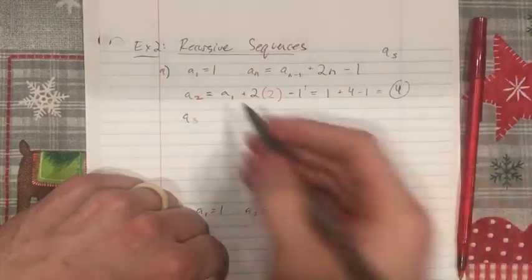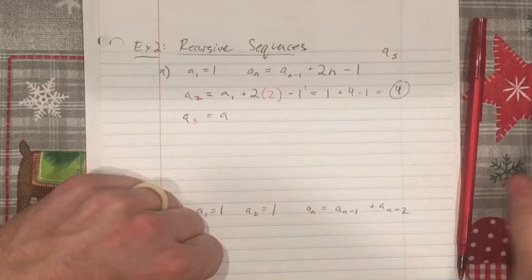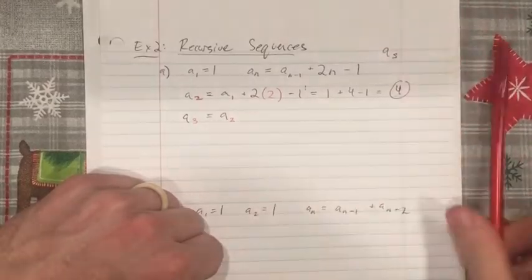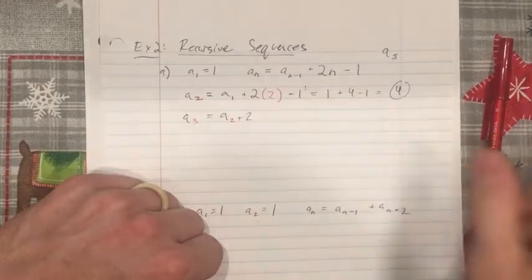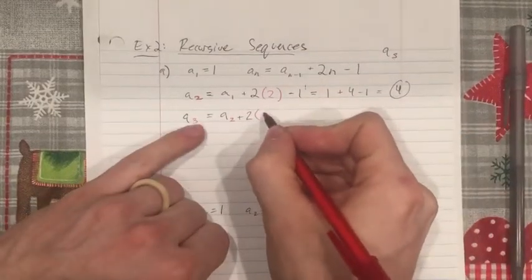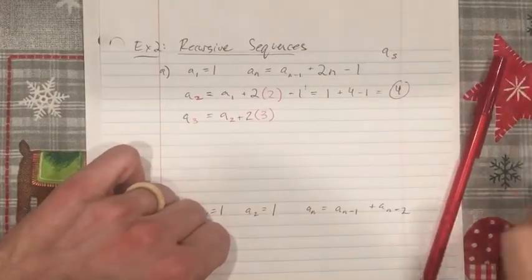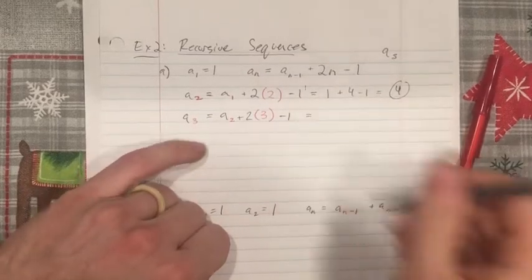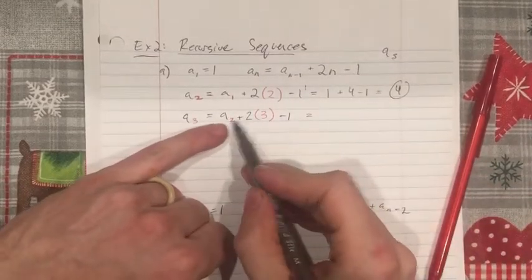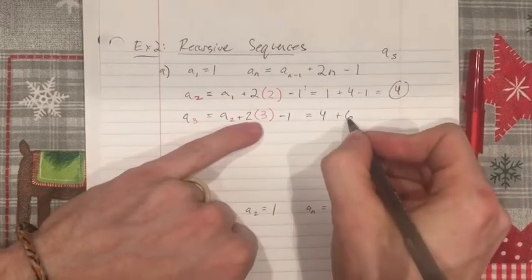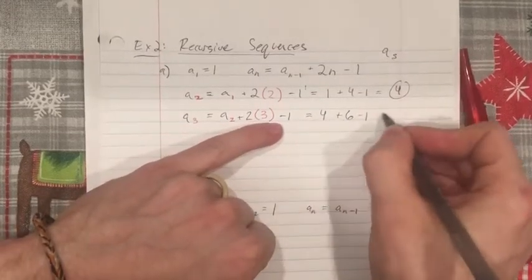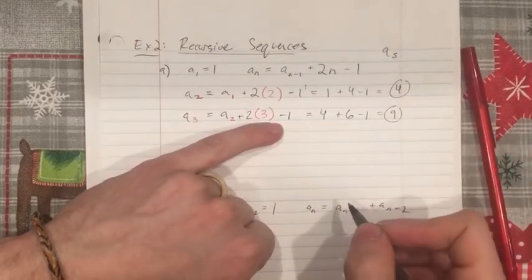So a3 is going to be a sub 2 now. We take the previous term, which we figured out a second ago, plus 2 times n. N is now 3, minus 1. What does that give us? Well, a sub 2 is 4, we already figured that one out, plus 2 times 3, that's 6, minus 1, gives 9. Got that one.